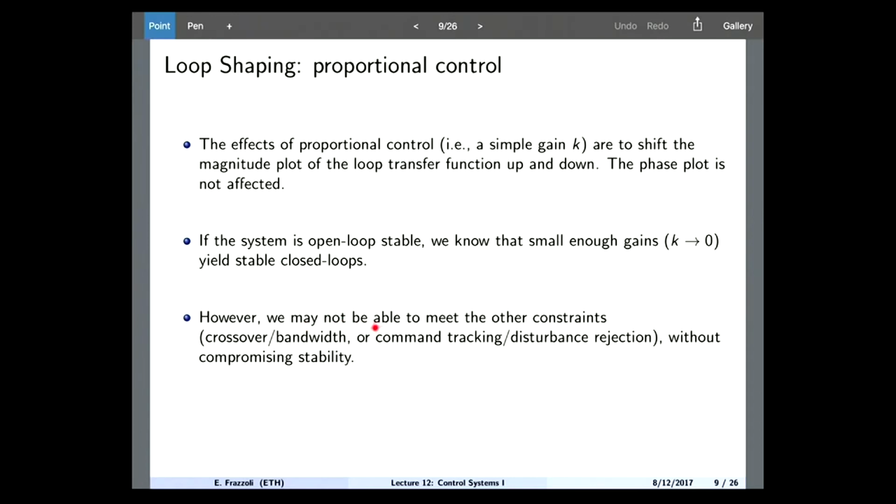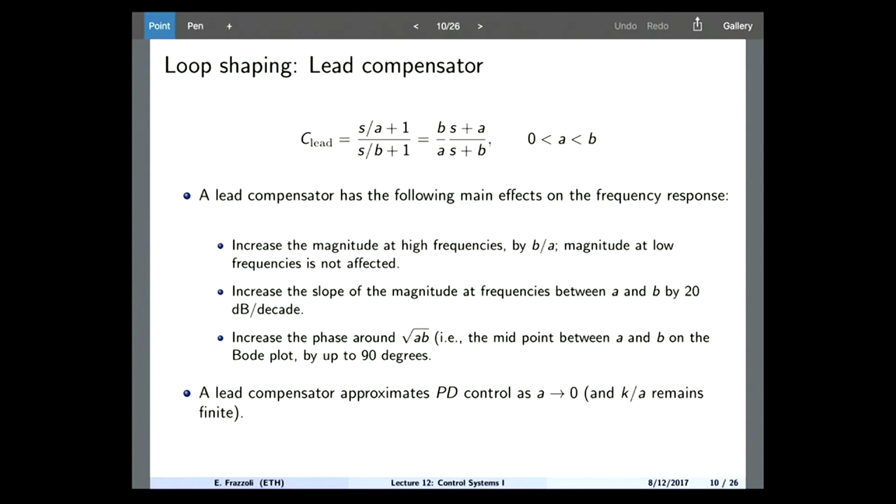However, we may not be able to meet other constraints, for example command tracking, or noise rejection, or crossover or bandwidth, without compromising stability. Okay, so proportional control may not be sufficient. So one of the things that you can do is use this lead compensator. Okay, so lead compensator is essentially, if you think about it, look at it written this way, okay?